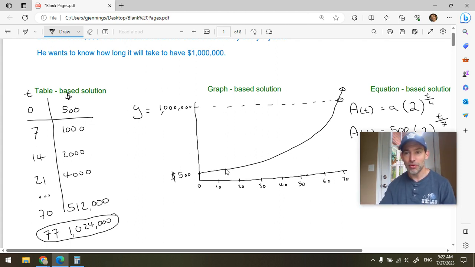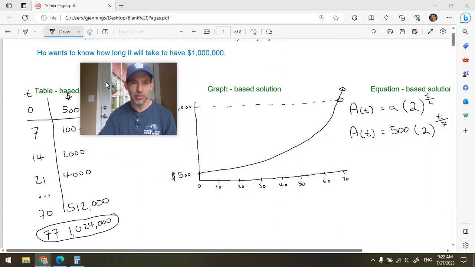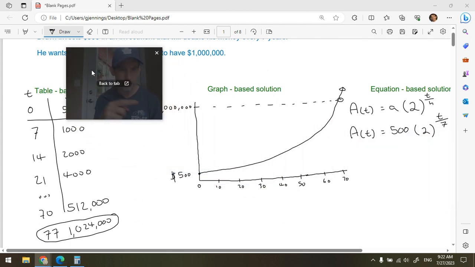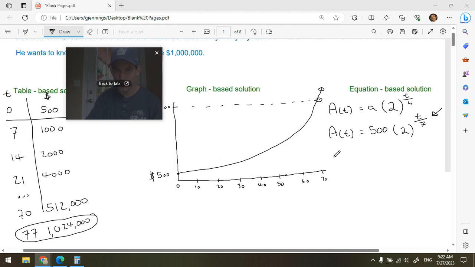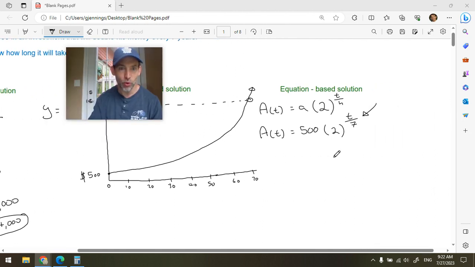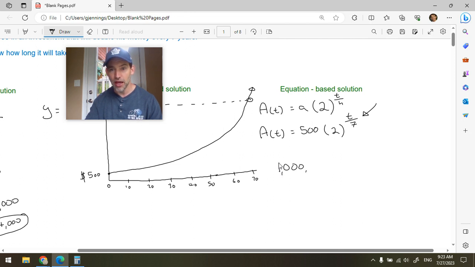Okay. So now let's go back to this equation-based solution. And notice I'm just naturally popping between the different solution methods because to me, they're different ways of understanding this problem and thinking about it in different ways. So to solve this, one thing we could do is just write it out. 1 million is the value of A of t that I want. And so that's going to be equal to 500 multiplied by 2, raised to some power of t that I don't know yet, divided by 7.